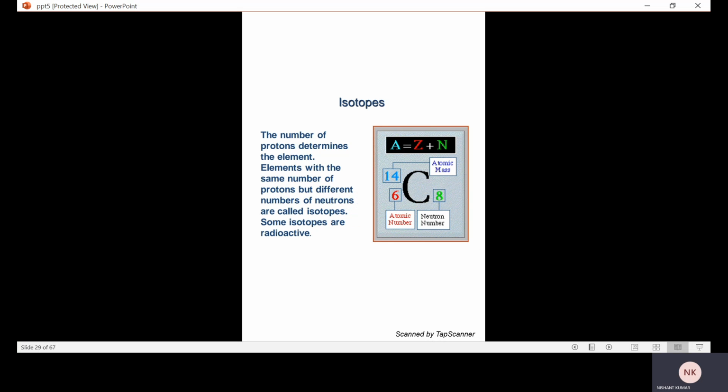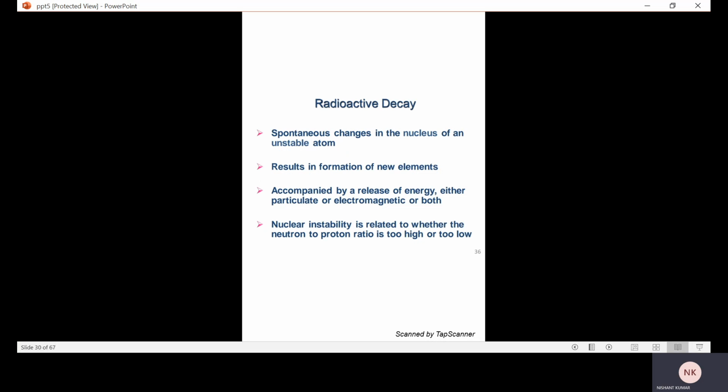Isotopes. The number of protons determines the element. Atoms with the same number of protons but different numbers of neutrons are called isotopes. Some isotopes are radioactive. Radioactive decay. A spontaneous change in the nucleus of an unstable atom results in the formation of new atoms accompanied by release of energy, either particulate or electromagnetic or both.